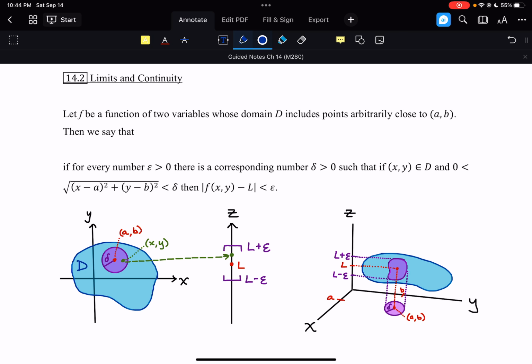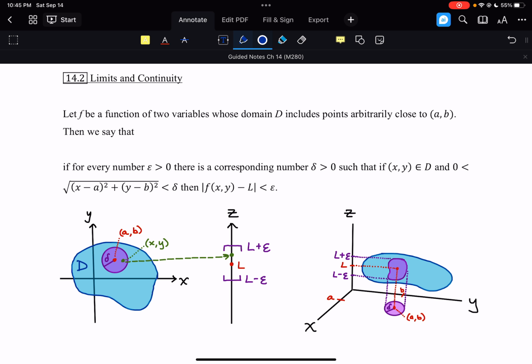Welcome to section 14.2. We are continuing on with functions of two variables, and we're going to start getting into the calculus of things. And of course, when we're starting a calculus conversation, we have to talk about limits and continuity first. So to start off, we're going to let f be a function of two variables whose domain D includes points arbitrarily close to (a, b).